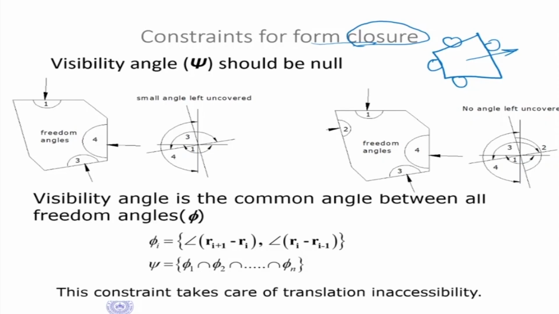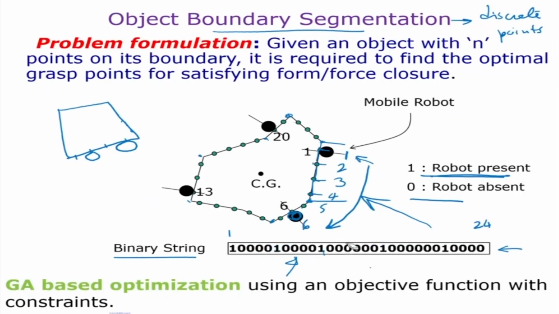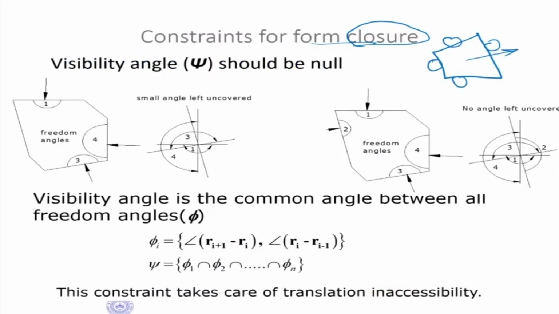If you just go back a little bit, when we talked about the binary string, this string basically tells us the location of the fingers. Based on that, I can compute my clockwise and anti-clockwise moments. Now, I also need to compute whether the object can escape or not. If the object can escape, then the grasp is of no use. Or if there are multiple robots trying to catch an object, it's of no use because the object can escape. And how do you do that? We talk about the concept of visibility angle or freedom angle, and it's very simple to understand.